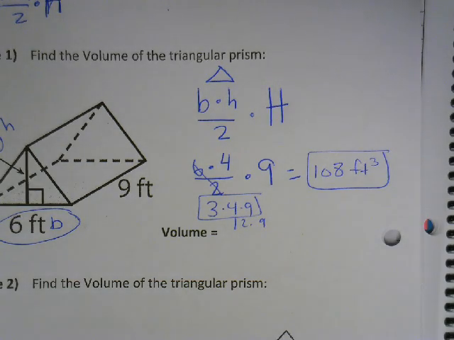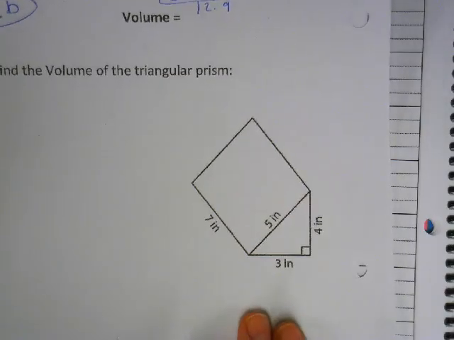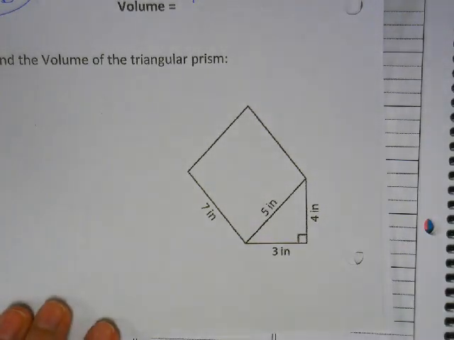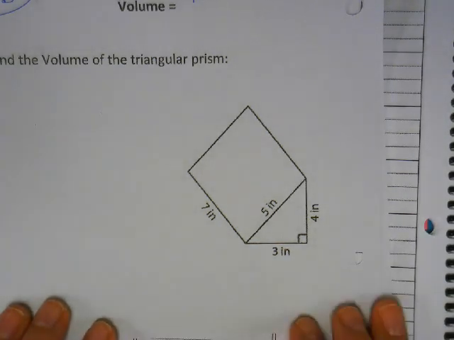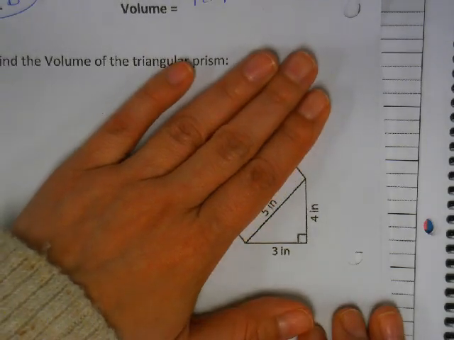Okay, now let's look at number 2. There are too many numbers here. This would be great for surface area. What is just the triangle? Let's look at just the triangle. Make it 2D. Here's the triangle.